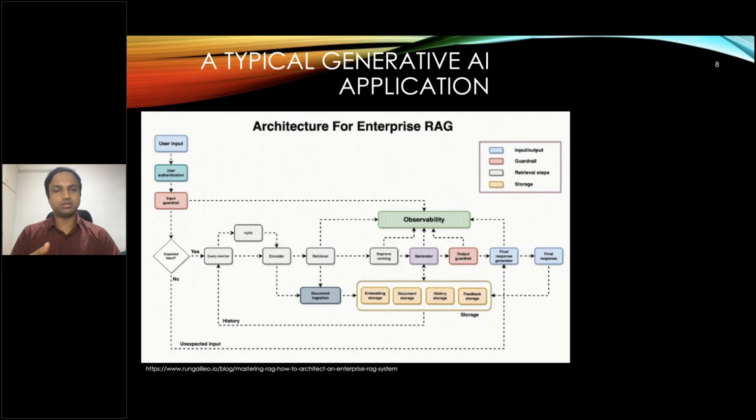This has been taken from the following website, and it succinctly gives you an example of a very popular generative AI application, called retrieval augmented generation. In short, when you ask a question, it gives you an answer, and the answers are much more contextualized to the internal documents that you give. So it's a chat with PDF, or chat with internal documents, use case, which is very popular with LLMs. You can see this neat little diagram here, which has the input and output, the guardrails, the retrieval steps and storage, and a lot of other observability metrics.